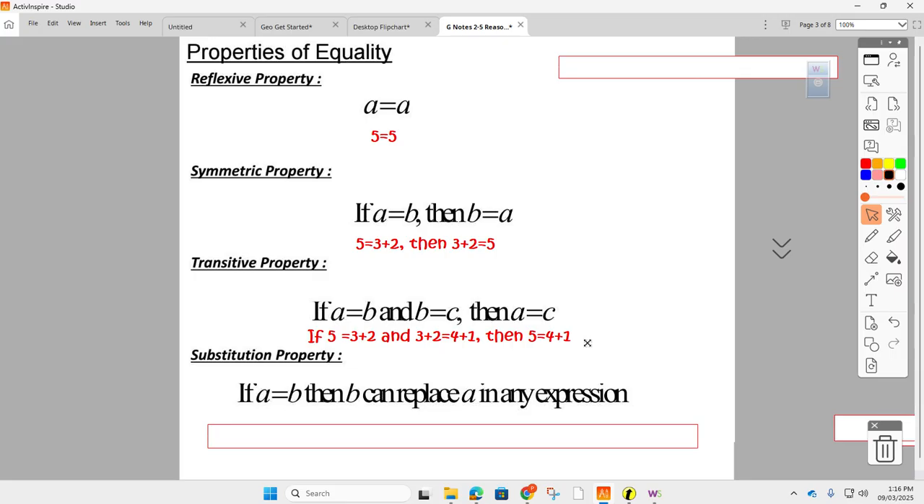transitive property is the longest one, then if this one is equal to this one, and this one is equal to this one, then the first one has to be equal to the third one. Okay? The first is equal to the second is equal to the third, then the first has to be equal to the third.